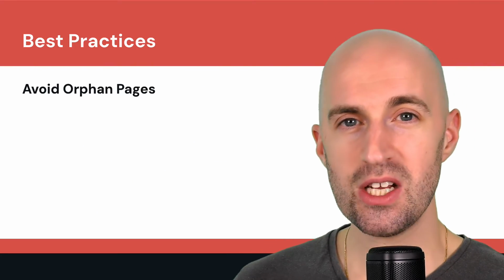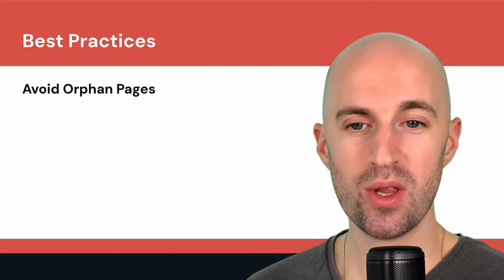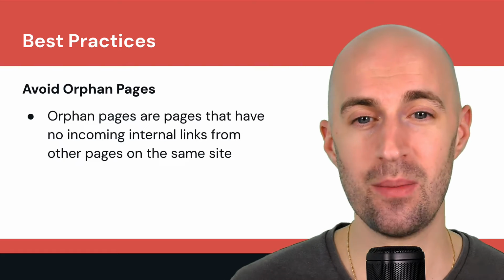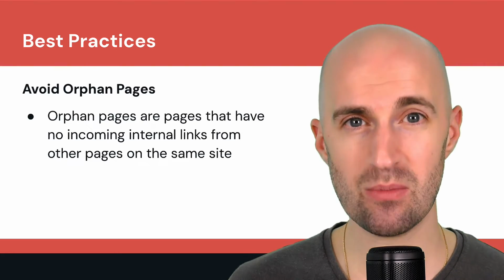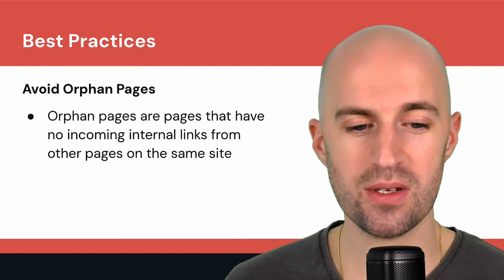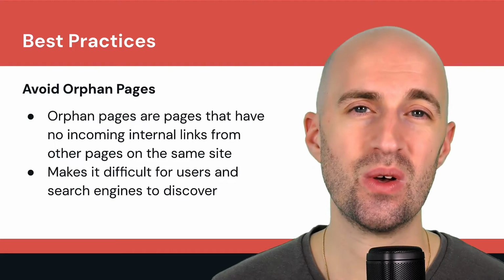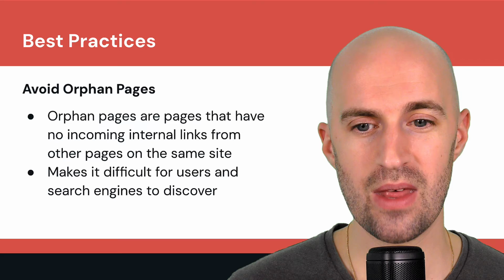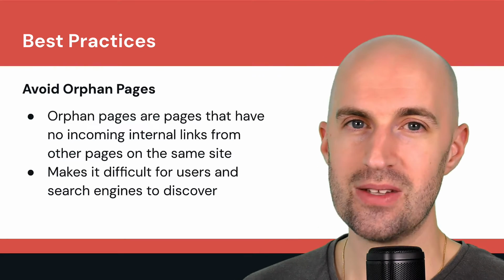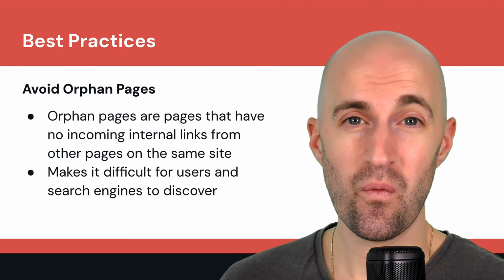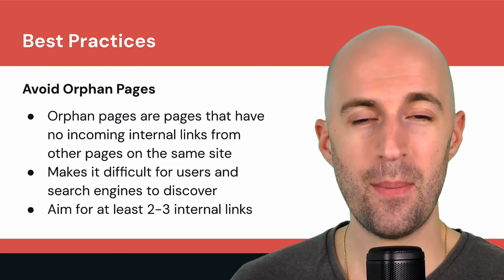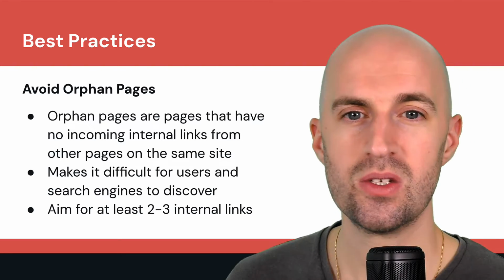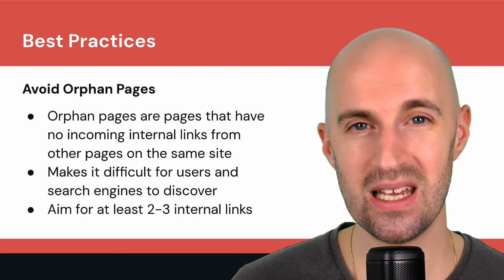Avoid orphan pages. I believe I hinted at that earlier, but orphan pages are pages that have no incoming internal links from other pages on the same site. That's why they're orphaned. It makes it difficult for users and search engines to discover that page. So that's why we want to have at least one internal link. But ideally, 2 to 3 is good practice. So minimum 1, but ideally 2 to 3.